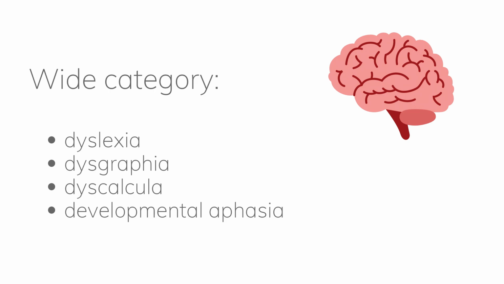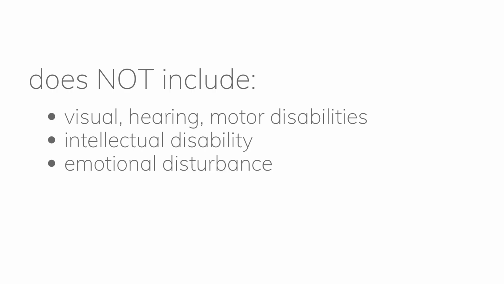Specific learning disabilities are kind of a wide category. It's kind of an umbrella term that covers more specific things such as dyslexia, dysgraphia, dyscalculia, which are like reading, writing, and doing math, and then developmental aphasia, which is kind of just struggling to put things into words, whether that be through speech or writing, just struggling to make the right word connections. But it does not include visual, hearing, or motor disabilities, intellectual disabilities, they might seem similar, but they're actually quite different, and then emotional disturbance. These all have their own category under IDEA and are treated differently.